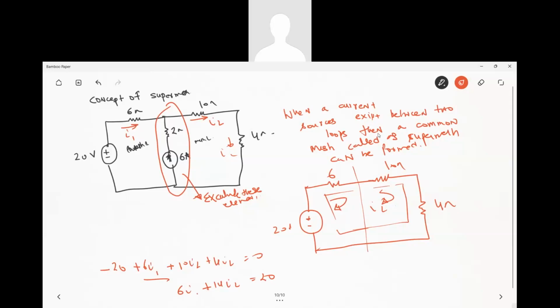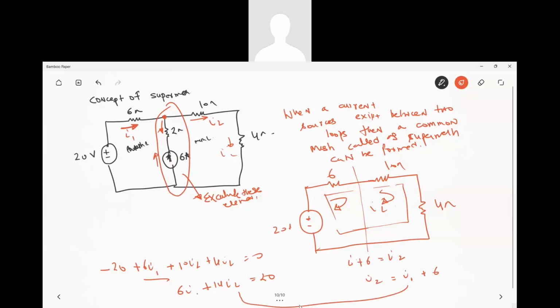What else do I have? Can you tell me? If you apply KCL here, I1 is equal to what? See, current is entering here, in reverse direction. What is the current entering? I1. What else is entering this node? Plus 6. What is the current leaving? I2. So can't you write I2 is equal to I1 plus 6?